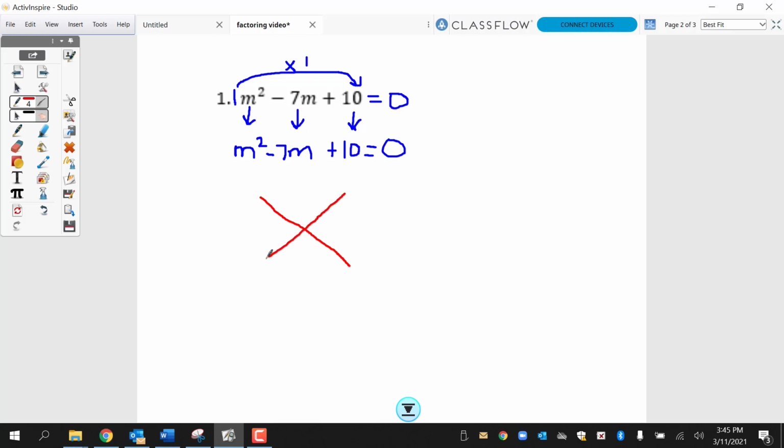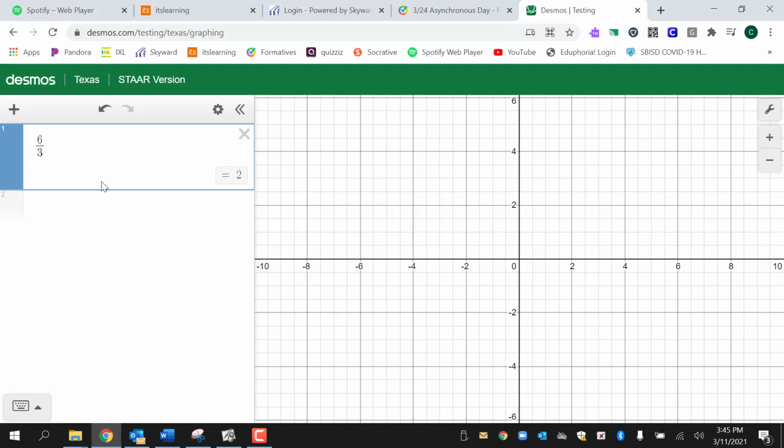Next step, we're drawing the x. We're putting our last number in the top, plus 10. It is important you put the sign because that tells us should we add or subtract in our list. We're putting negative 7m in the bottom. Now I'm making my table because I need to know what numbers multiply to 10. So we use the list, okay? And I'm doing 10 divided by x in our Desmos.